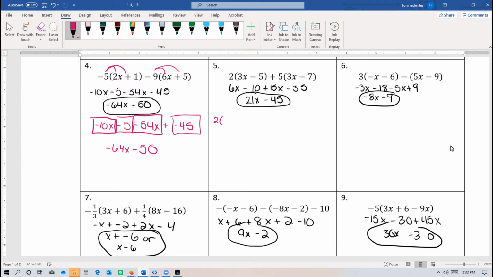All right, let's go ahead and distribute these two in this one. 2 times 3x is 6x. So 2 times -5 is -10. All right. Positive this time. Positive 5 times 3x is going to give me 15x. Positive 5 times -7 is going to give me a -35.